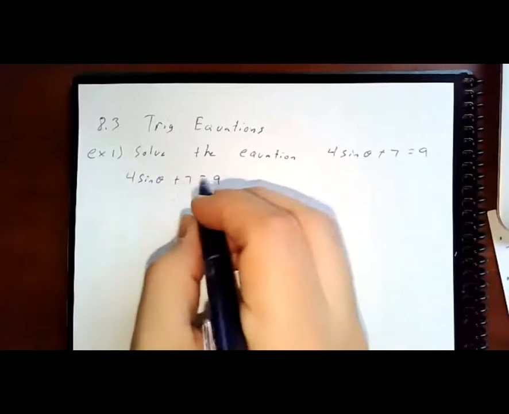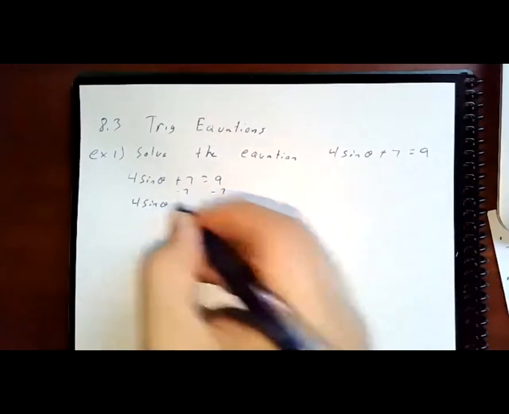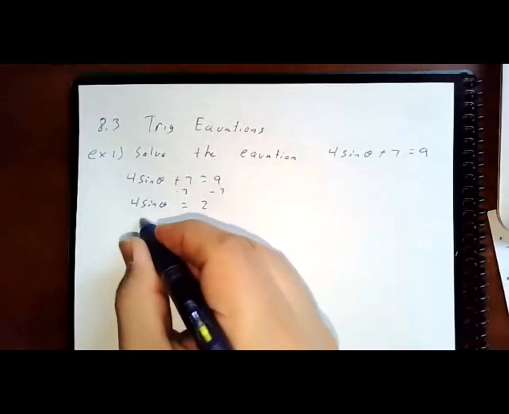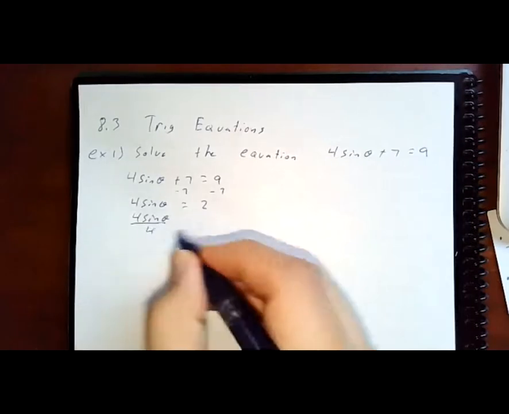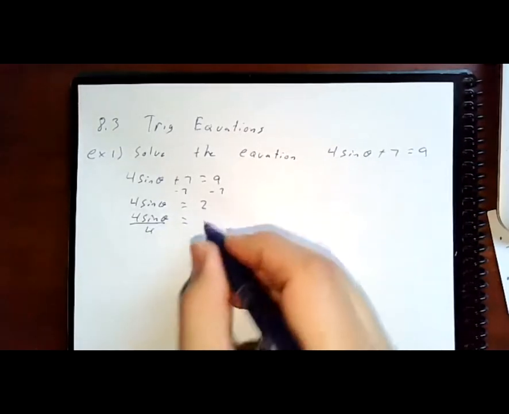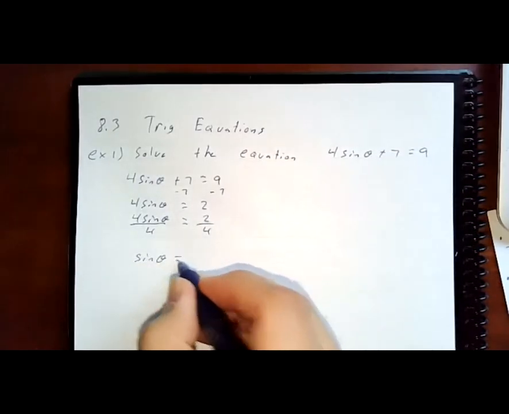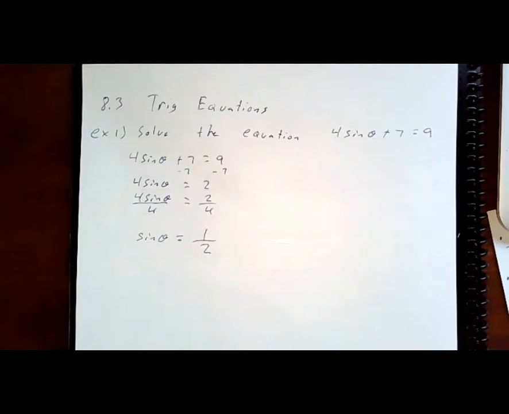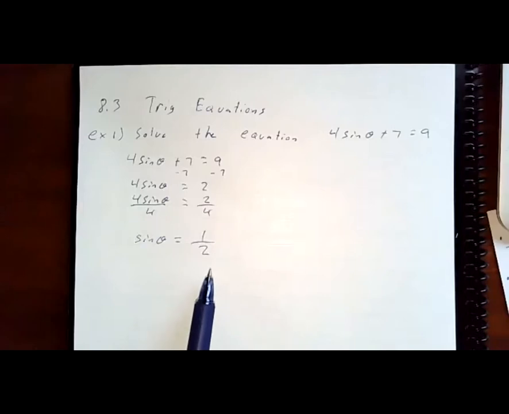Okay, so first thing you do is isolate sine. So I'm going to subtract 7 on both sides. So you have 4 sine theta equals 2. Right, 9 minus 7. Divide by 4, both sides. So that would be sine theta equal to 1/2. So now sine is isolated. So we want to know what angle makes this a half. Okay, and they have to give you this information.